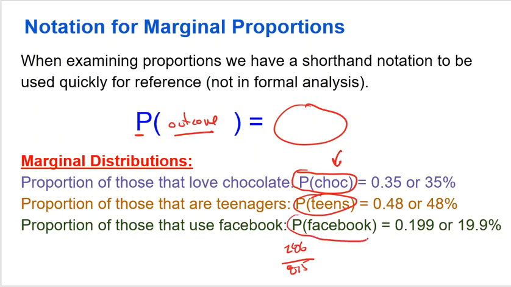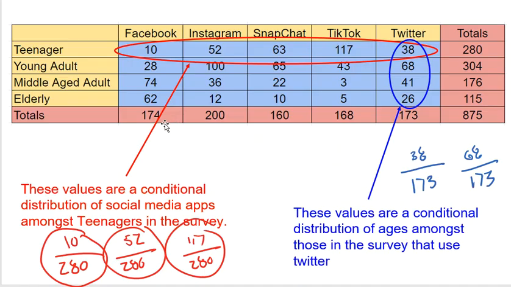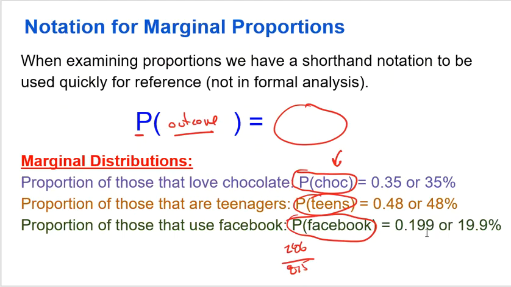What proportion of people love Facebook? Again, I'm not mentioning anything else. Marginals, one thing at a time. So Facebook, 174 total people love using Facebook. Divide that by 875, and that's how I got the number 0.199 or 19.9%. I typically like to keep 3 decimals. And when I move the decimal, as a percentage, that would be 1 decimal place. But you get the idea. I think the 35 and the 48 were pretty exact there, but typically I like to go 3 decimals.